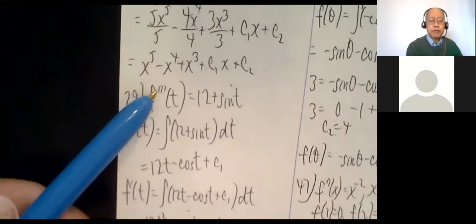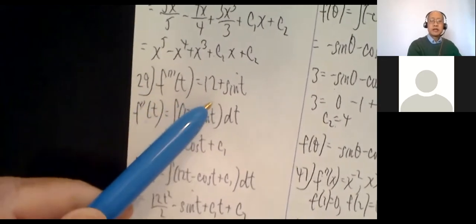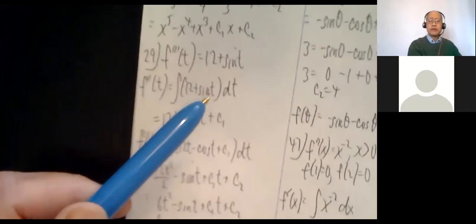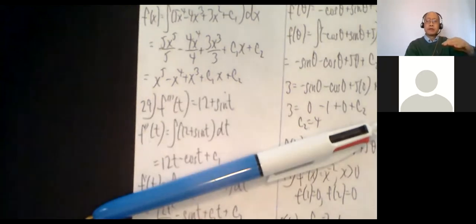29, f triple prime of t equals 12 plus sine t. So we're at the third derivative level. So it's 3 levels down. Imagine you have a function, right? Then you take first derivative, second derivative, third derivative. Now you're going back up. I'm at the third derivative.